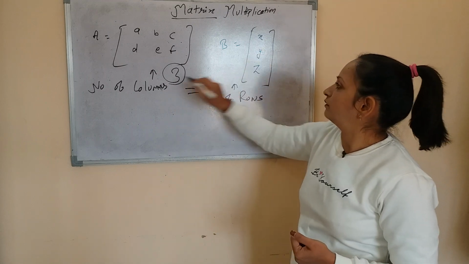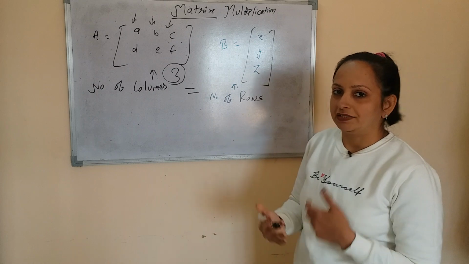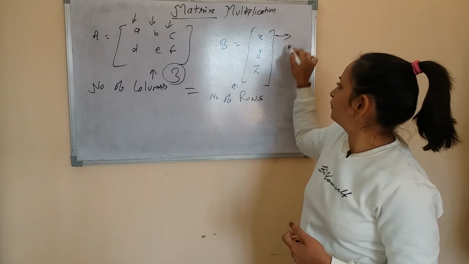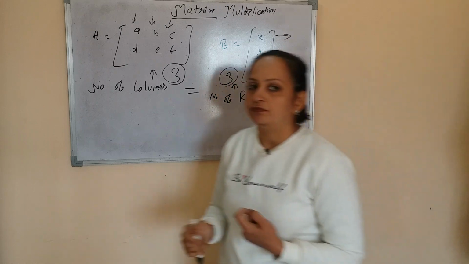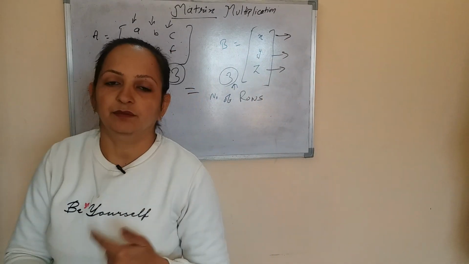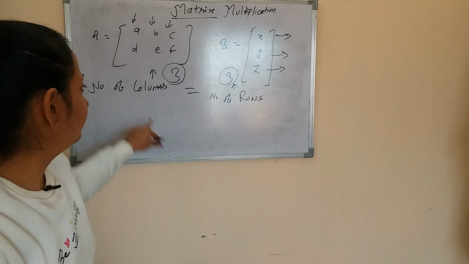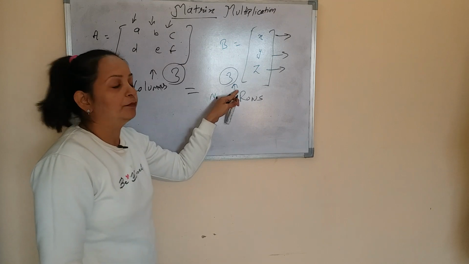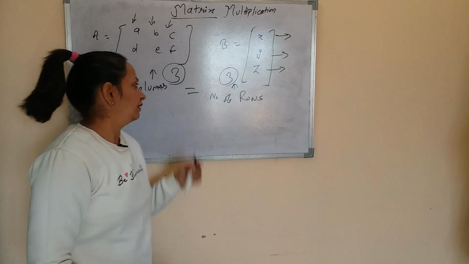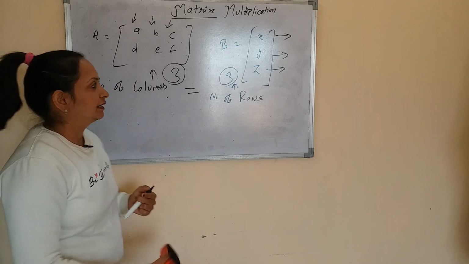And what are columns, as you know, I hope. Okay, and what is the number of rows here? Here I am having 1, 2 and 3 rows. So if the number of columns in the first matrix and the number of rows in the second matrix are both the same, then we can say that we can perform matrix multiplication. If these numbers are not the same, then we cannot perform matrix multiplication.